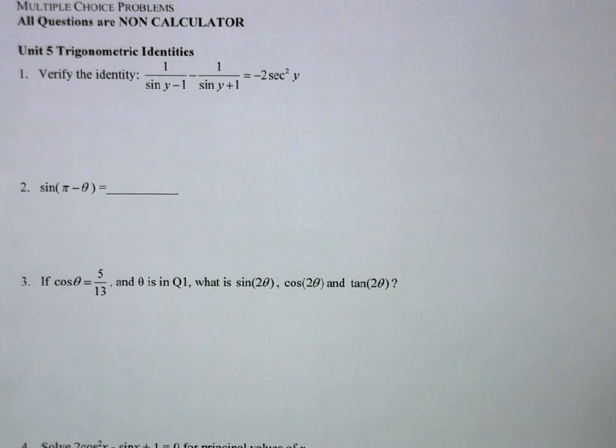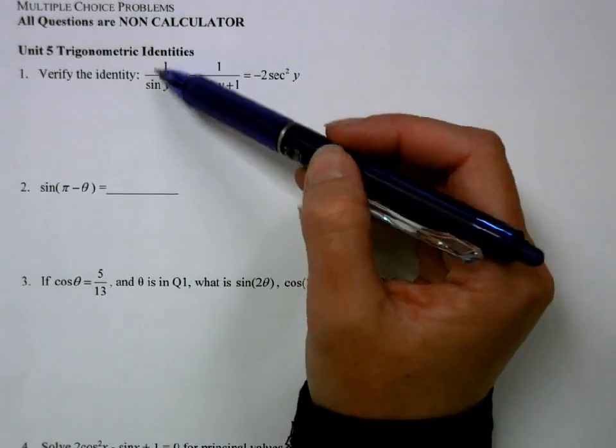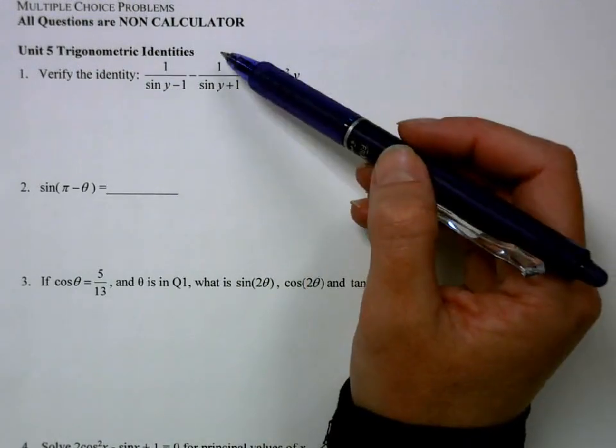Okay, next we have another verifying problem. These are the multiple choice questions. These are all no calculator, so keep that in mind as you go. First thing I'm going to do is get a common denominator. So multiply this by sine plus y over sine plus y. Multiply this one by sine minus y over sine minus y.